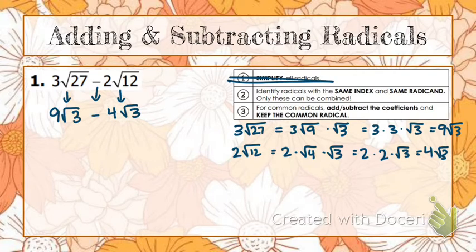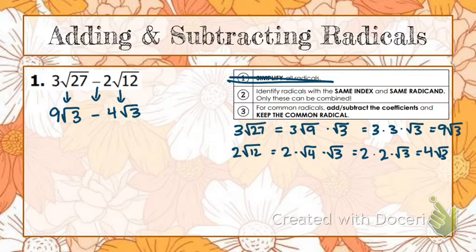Then it asks us to identify radicals with the same index and same radicand. Only these can be combined. So that means that they both have to be square roots or cube roots or fourth roots, but they have to be the same. And then everything under the radical also has to match. So you almost treat the radical like it's a variable. In order to combine x's, they have to both be x's. So in order to combine radicals, they have to be the same radical.